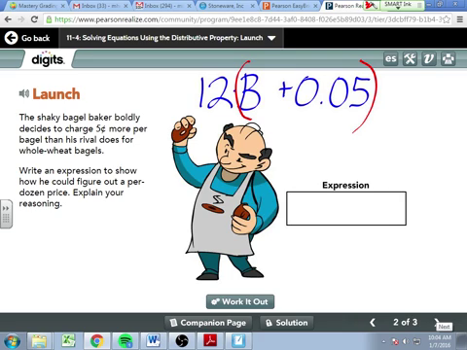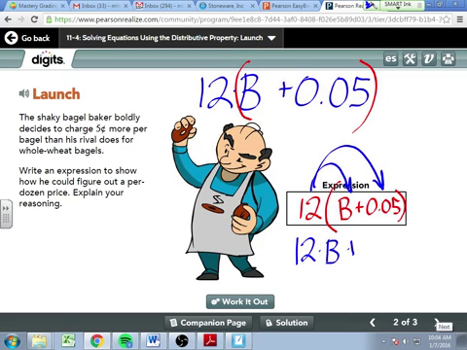That now adds 5 cents to my bagel price before I buy the dozen, because parentheses has to happen first. So when I write it as 12 parentheses B plus 0.05, now I've added 5 cents to the individual bagel price, then I multiply by 12. So because you said, would we multiply it by 12? We do, because when we distribute, we now get the 12 times the B and 12 times the 0.05.